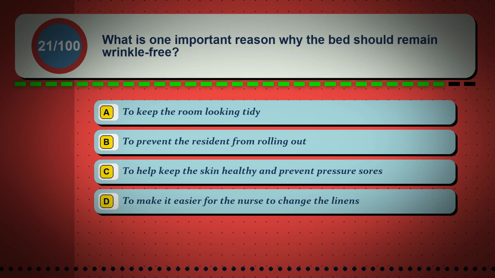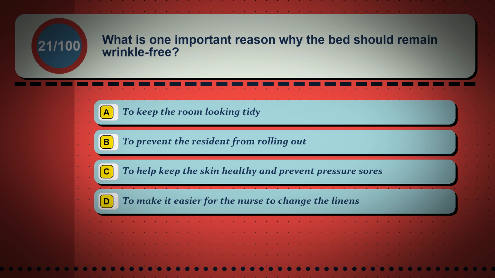Question 21. What is one important reason why the bed should remain wrinkle-free? Option A, to keep the room looking tidy. Option B, to prevent the resident from rolling out. Option C, to help keep the skin healthy and prevent pressure sores. Option D, to make it easier for the nurse to change the linens.